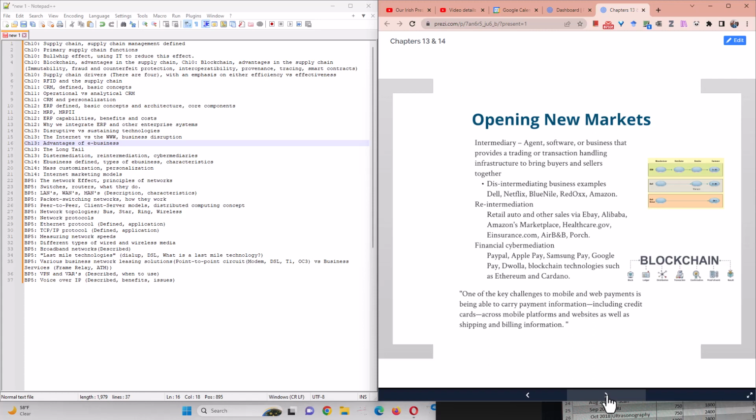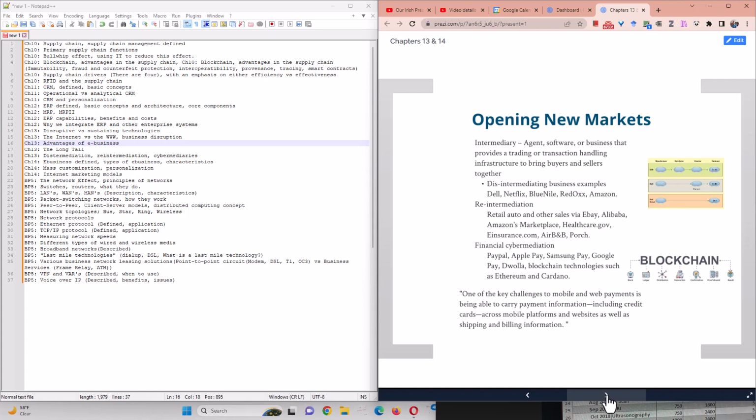So, for example, eBay is now an e-commerce platform. Amazon and Alibaba are marketplaces that bring together buyers and sellers. Airbnb brings together people who are interested in renting. They provide a space for non-traditional renters to rent their properties to individuals who are interested in renting them.